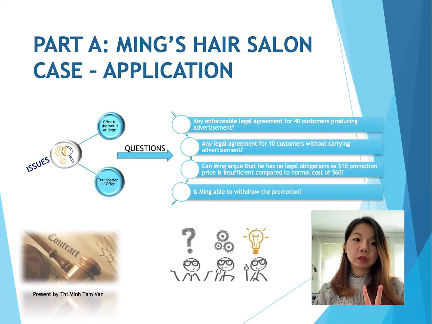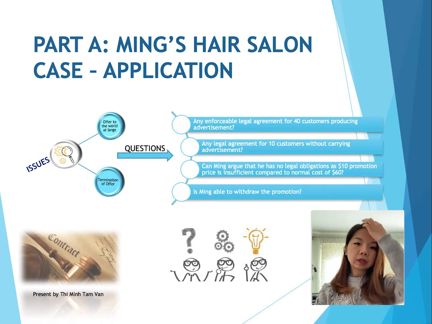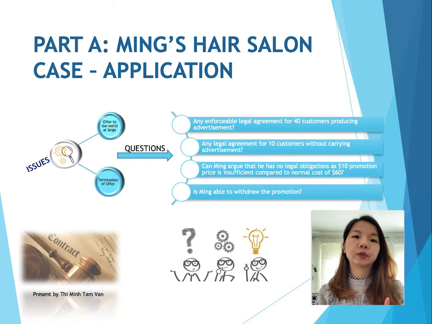There are two main issues that arise from the case study, including offer to the world at large and termination of the offer. Going along with the two main issues, there are four questions that we need to answer. First question is, for the customer who produced the advertisement before the notice goes up in the window, are they able to enforce any legal agreement?